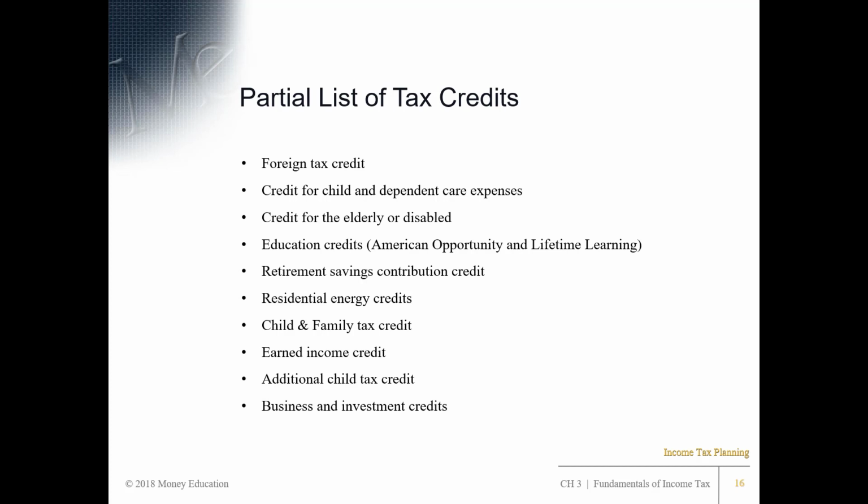There's a credit for elderly and disabled. There's the education credit, which are the American Opportunity and the Lifetime Learning. There's a retirement savings contribution credit for low-income individuals contributing to a retirement plan. There are some residential energy credits, but the max is mostly $1,500. There's a child and family tax credit, which has been expanded. There's an earned income credit, and there's an additional child tax credit, and then there are business and investment credits.